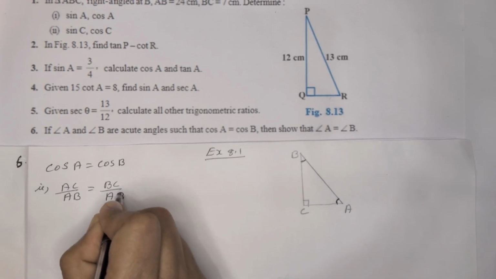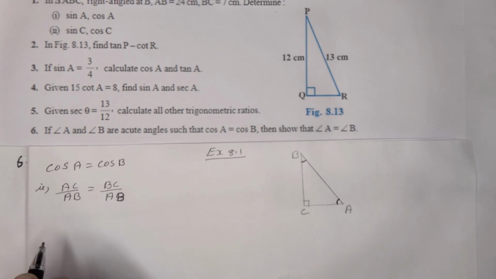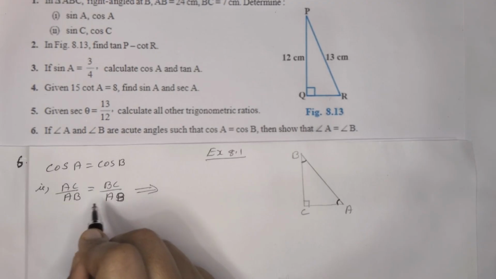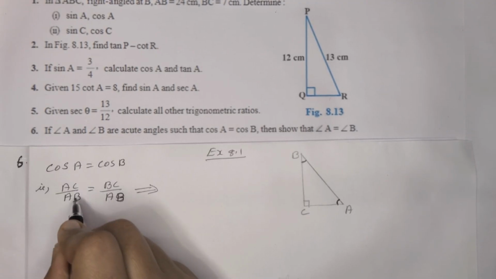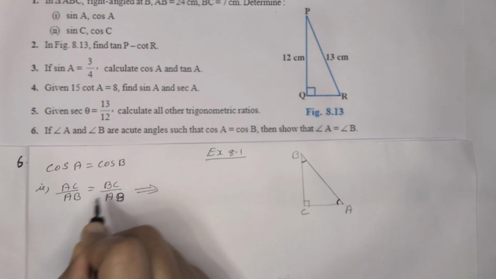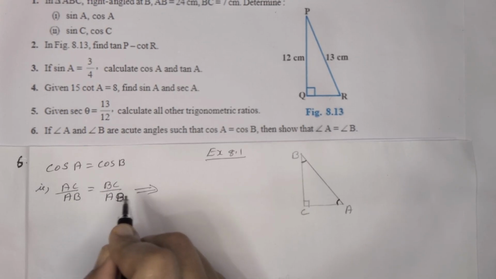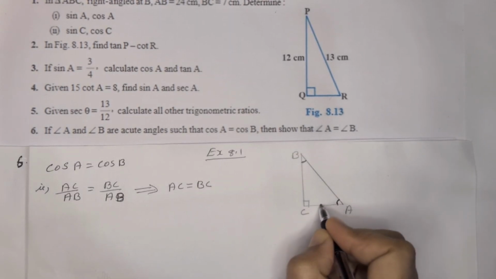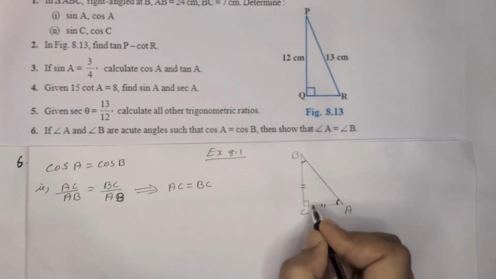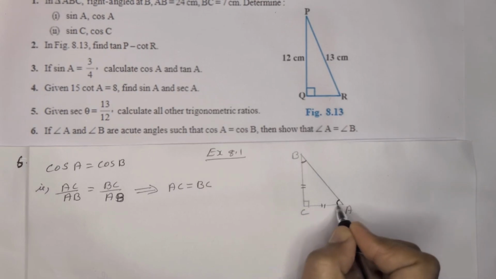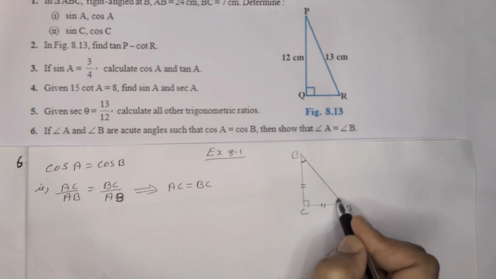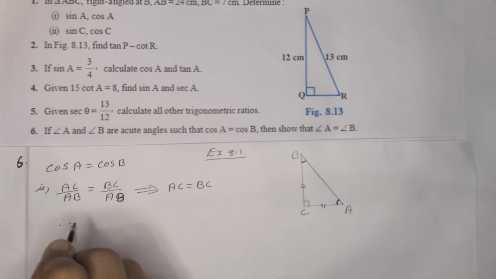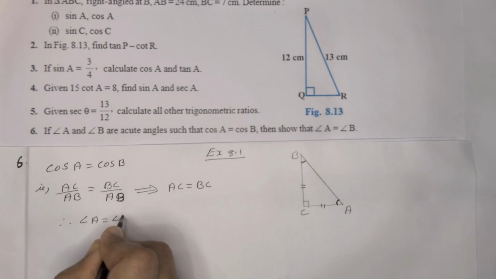Now we can see that the hypotenuse in both cases is the same, here AB, here also AB, which implies we can compare the numerators. If the denominators are the same and the full fractions are equal, then the numerators are also equal. That means AC is equal to BC. If AC is equal to BC, that means it's an isosceles triangle. If these two sides are equal, then its base angles will also be equal. So we can write, therefore, angle A is equal to angle B.